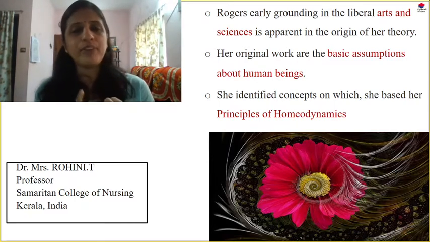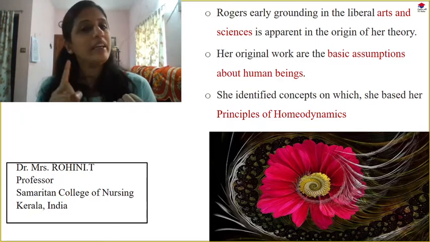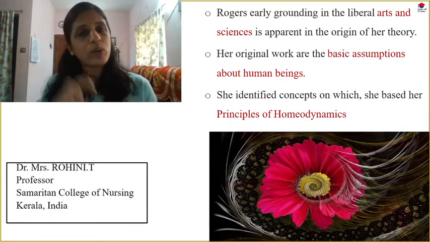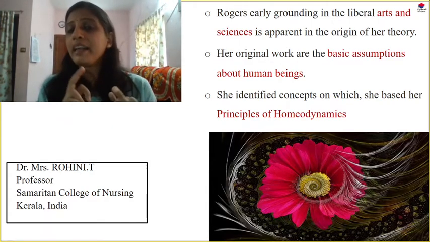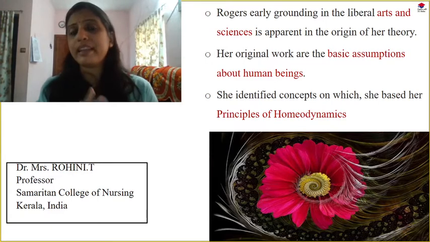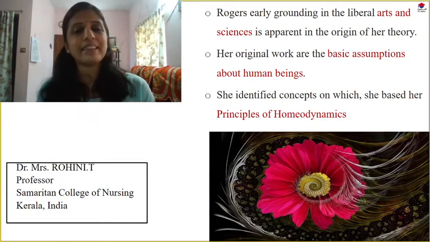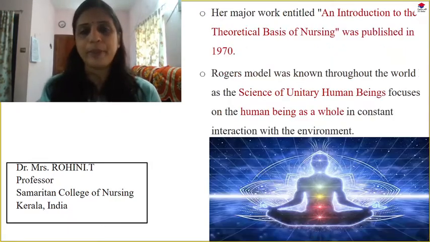Number one, concepts. For all theories, we write concepts, so concepts you will have to study. Number two is assumptions. In Rogers' theory, there are specifically 5 assumptions which we will be discussing. And number three, you have to remember that there is something called principles of homeodynamics. So these are the 3 things which we are going to cover in this video.